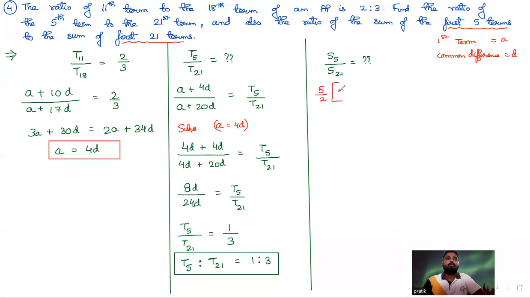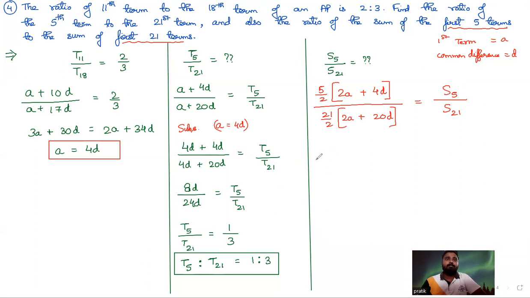into 2a plus 5 minus 1, which is 4, 4d, divided by 21 by 2 into 2a plus 20d, because it is n minus 1 into d. What is this equal to? This is the sum of the first 5 terms to the sum of the first 21 terms. When we again substitute a equals 4d, it becomes easier. So this 2 and 2 get cancelled.